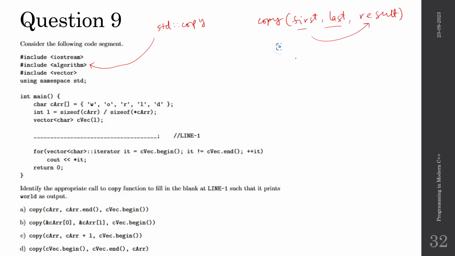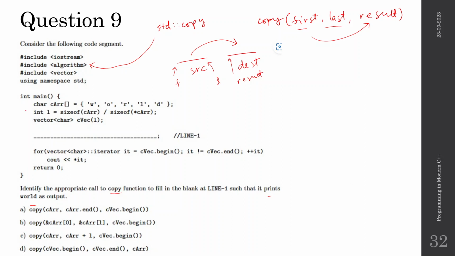Like if you have a source and you have a destination, and the source also has a first and a last. So it copies from the first and the last of the source into the destination. This destination you can also call the result. So here it says to identify the appropriate call to the copy function such that it prints the world as output.